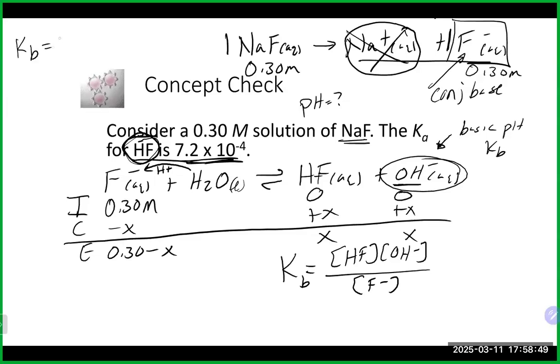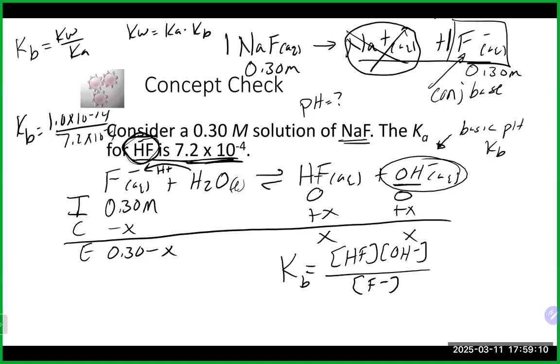So the Kb in this case will be our Kw divided by the Ka, and that comes from Kw equals Ka times the Kb. Remember, Kw is still the same number we used previously, which would be 1 times 10 to the minus 14 divided by our 7.2 times 10 to the minus 4.